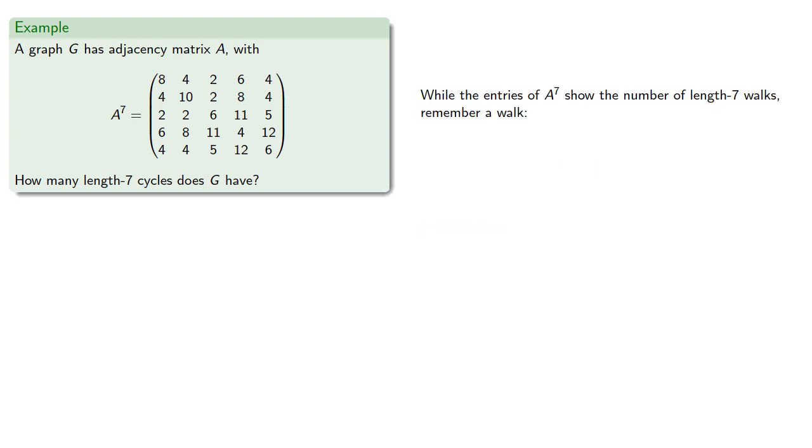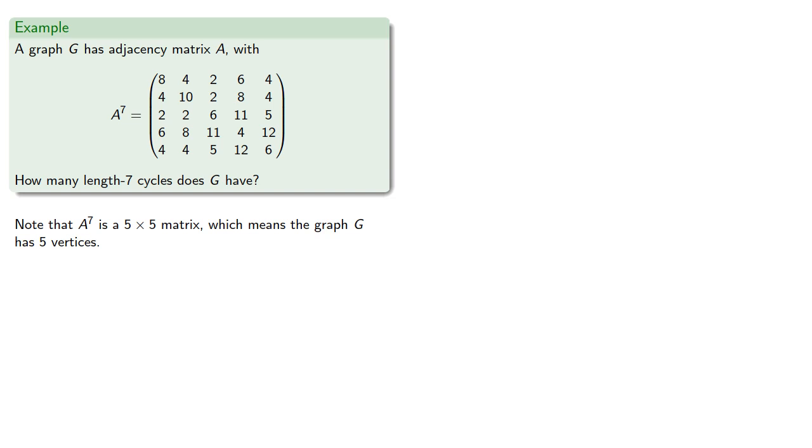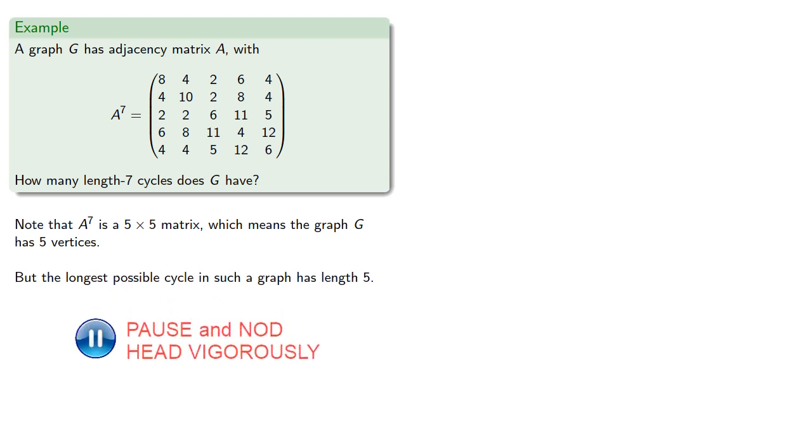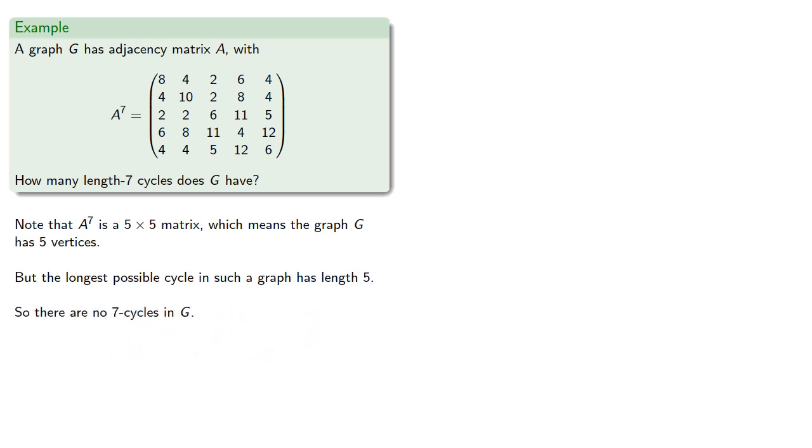The thing to keep in mind is that while the entries of A^7 show the number of length 7 walks, remember, a walk might revisit a vertex and might reuse an edge, but cycles can do neither. Note that A^7 is a 5-by-5 matrix, which means that our graph G has 5 vertices. But the longest possible cycle in such a graph has length 5. And so there are no 7 cycles in G.